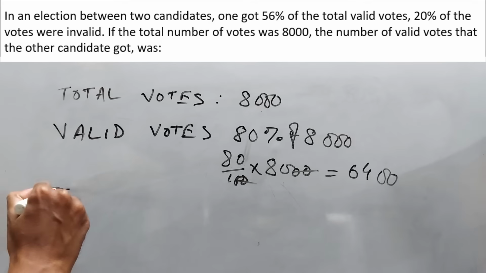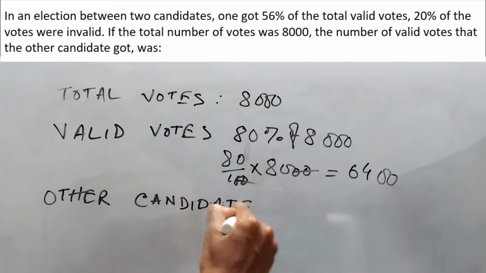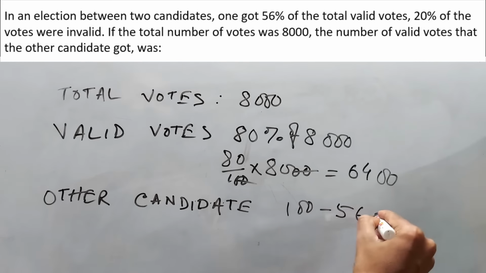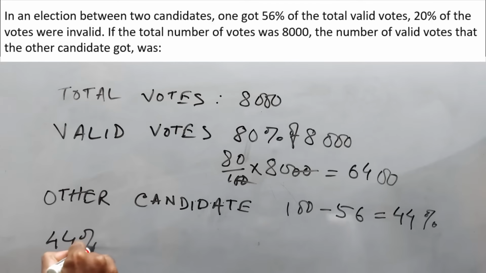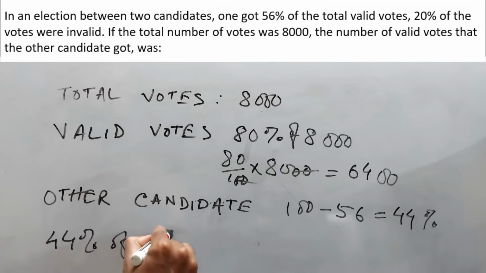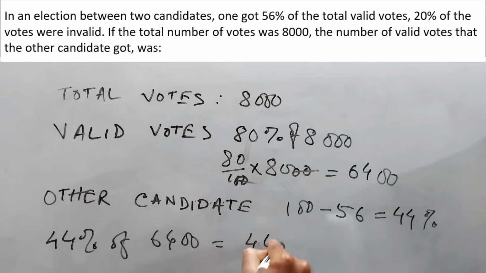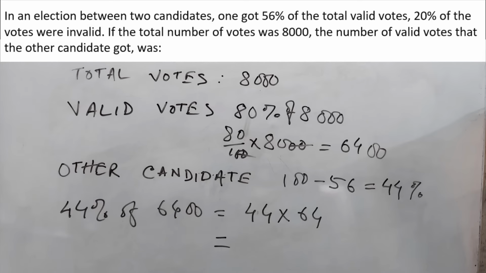Simple. Other candidate got 100 minus 56, which is equal to 44%. Simple. 44% of 6400 is 44 by 100. Now this 100 and this 00 are getting cancelled, so 44 into 64. We know how to multiply two digits, so it is 2816. This is your answer. Simple.